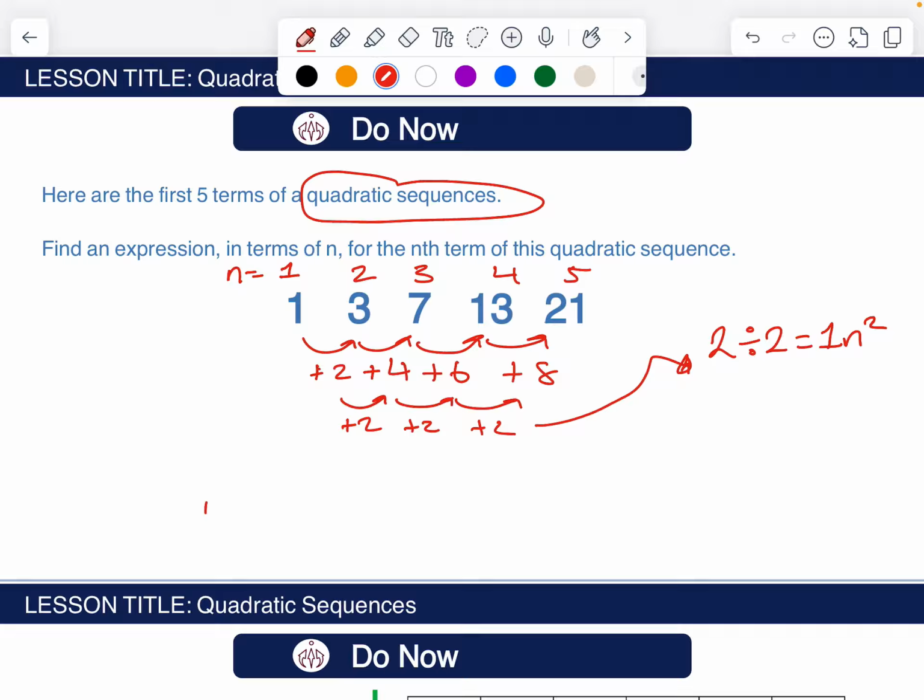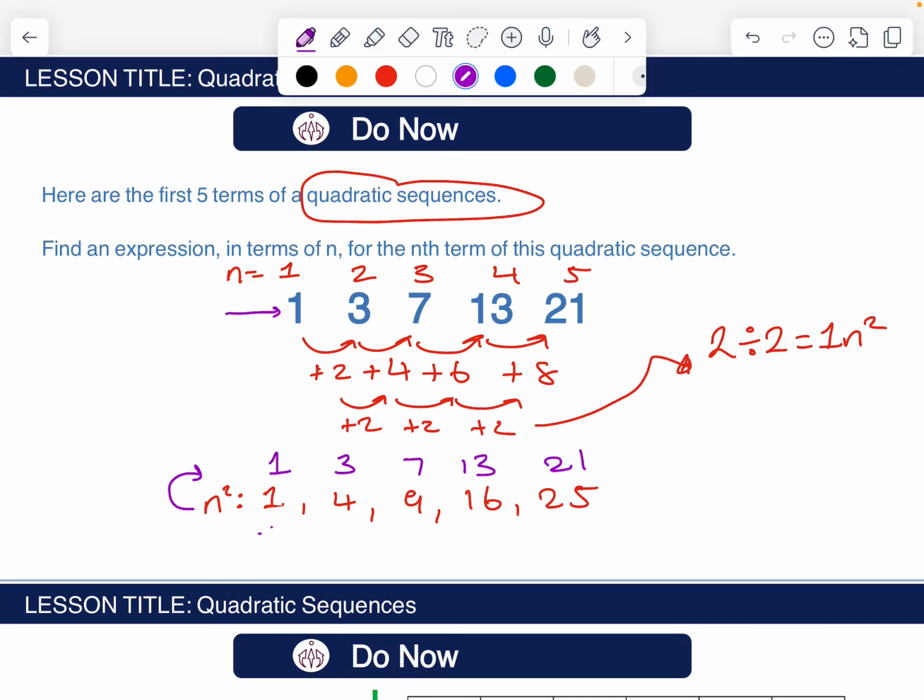Okay, so if I write n squared, if I substitute 1 into this, 1 squared is 1, 2 squared is 4, 3 squared is 9, 4 squared is 16, and then 25. But if you look at the actual sequence here, it's 1, 3, 7, 13, and 21. So you have to say, okay, well, how do you actually go from n squared to the sequence?